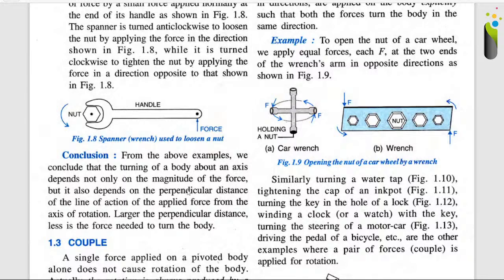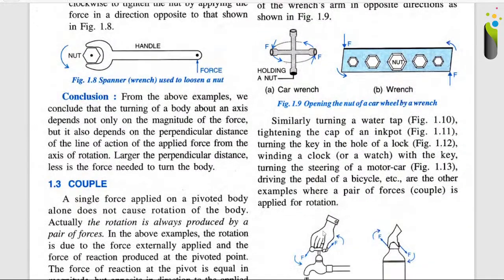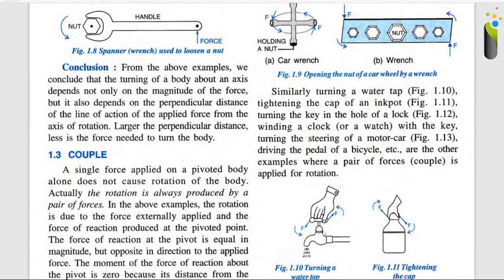The car wrench is shown in figure 1.9a, and figure B shows the type of movement brought about while opening the nut of the car wheel by a wrench. Similarly, turning a water tap, a very common example I can say.